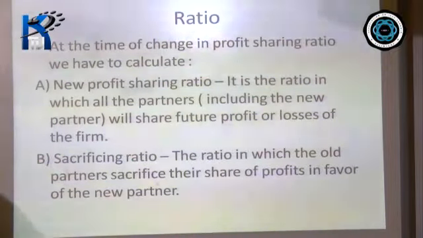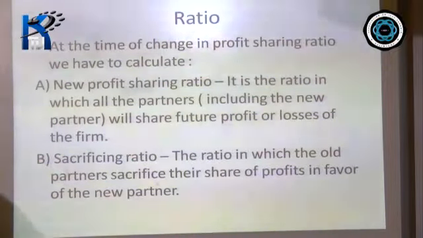The question says Geeta and Babita are partners sharing profits in the ratio 5:3. That means Geeta gets 5/8, Babita gets 3/8. These are the old partners. Now Chetan is admitted for 1/4 share in the profit. So Chetan is the new partner. He comes for 1/4 share in the profits. Calculate the new profit sharing ratio of the partners.